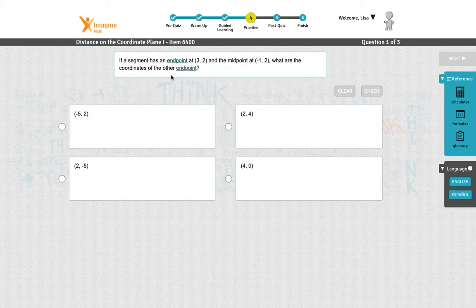So the first endpoint is at 3, 2, okay? But then it says that the midpoint is at -1, 2. I'm looking for the other endpoint. So what I need to figure out is what's the distance from 3 to -1, okay? The positive distance from 3 to 0 is 3. Okay, and then the absolute value or distance from 0 for -1 is 1, meaning that to get from 3 to the midpoint at -1, I'm going 3 plus 1, which is 4, okay?